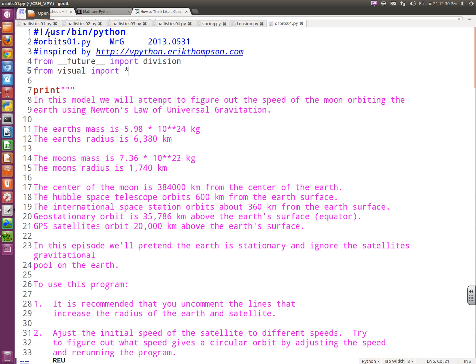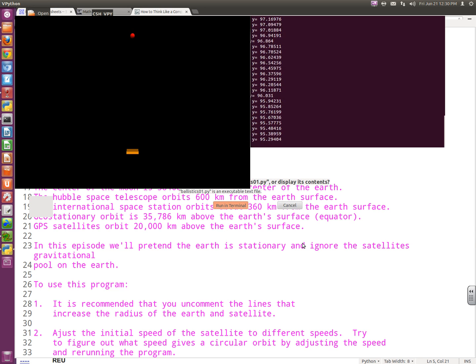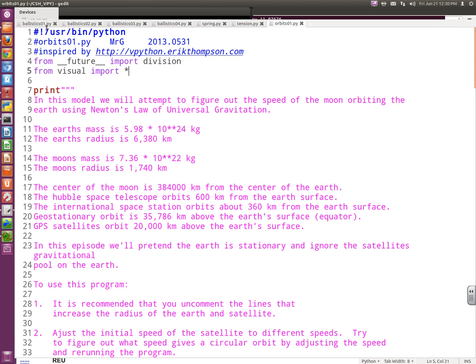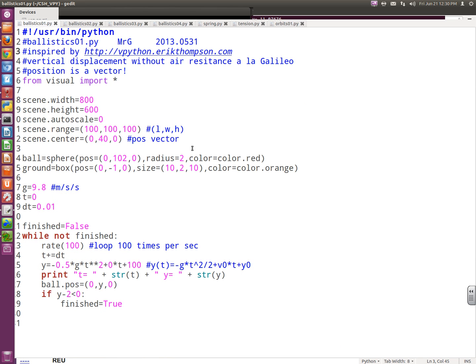So let's see how this works. Here's ballistics 1. There you go. It starts off at 100 meters and comes crashing down, and then it stops. Okay, good. So let's see, where was that code? We have a sphere starting at 102 meters in the air with a radius of 2, color red. The box is like the ground. It was orange.